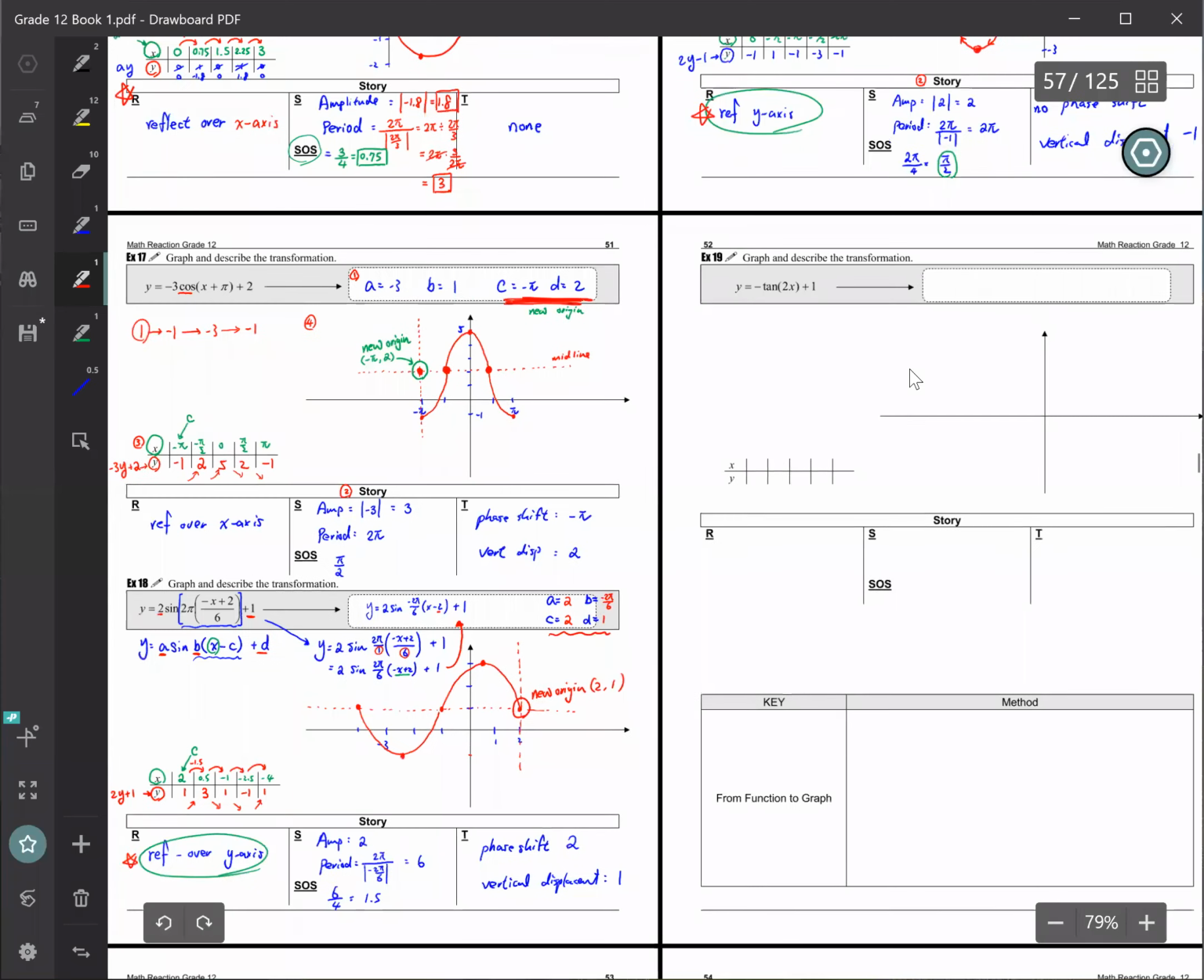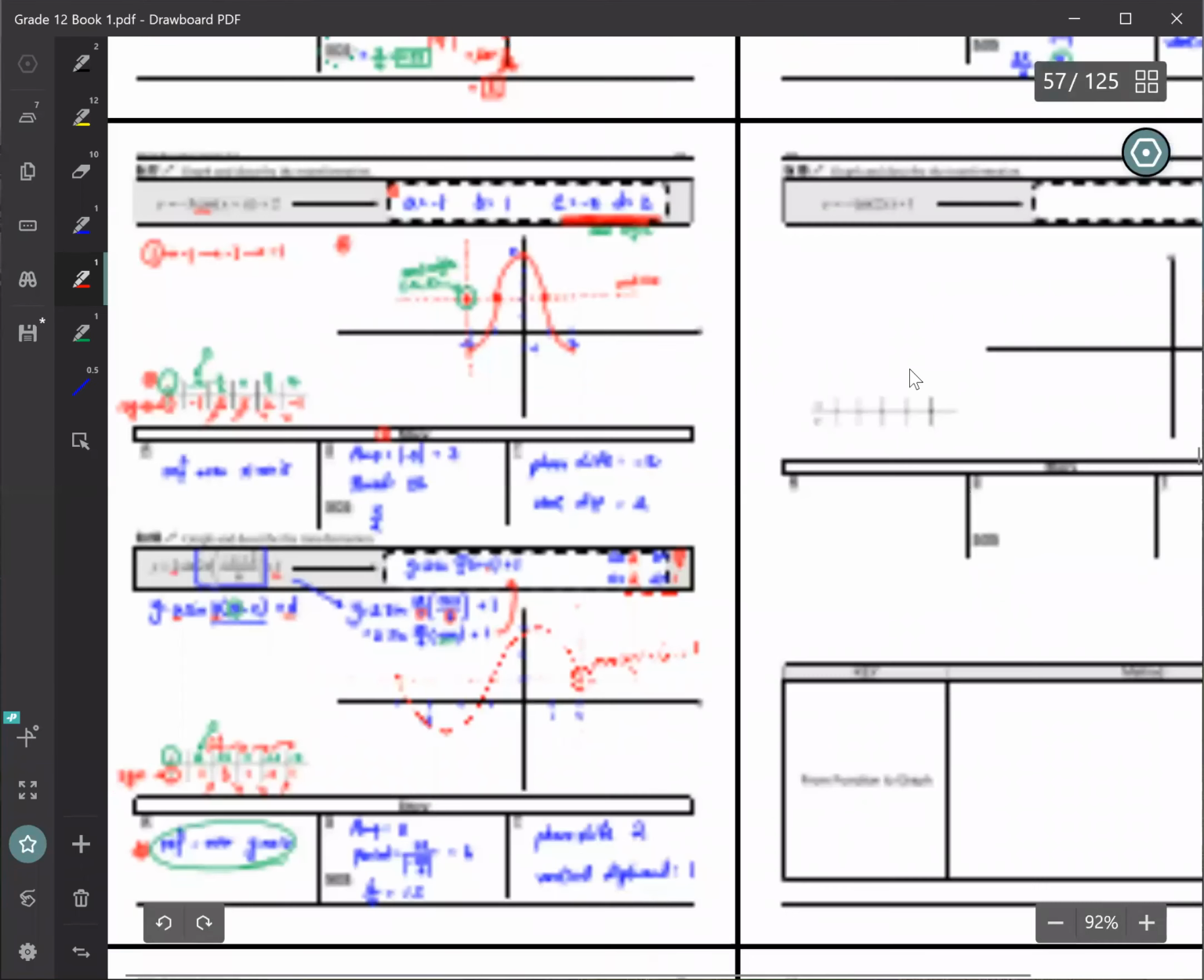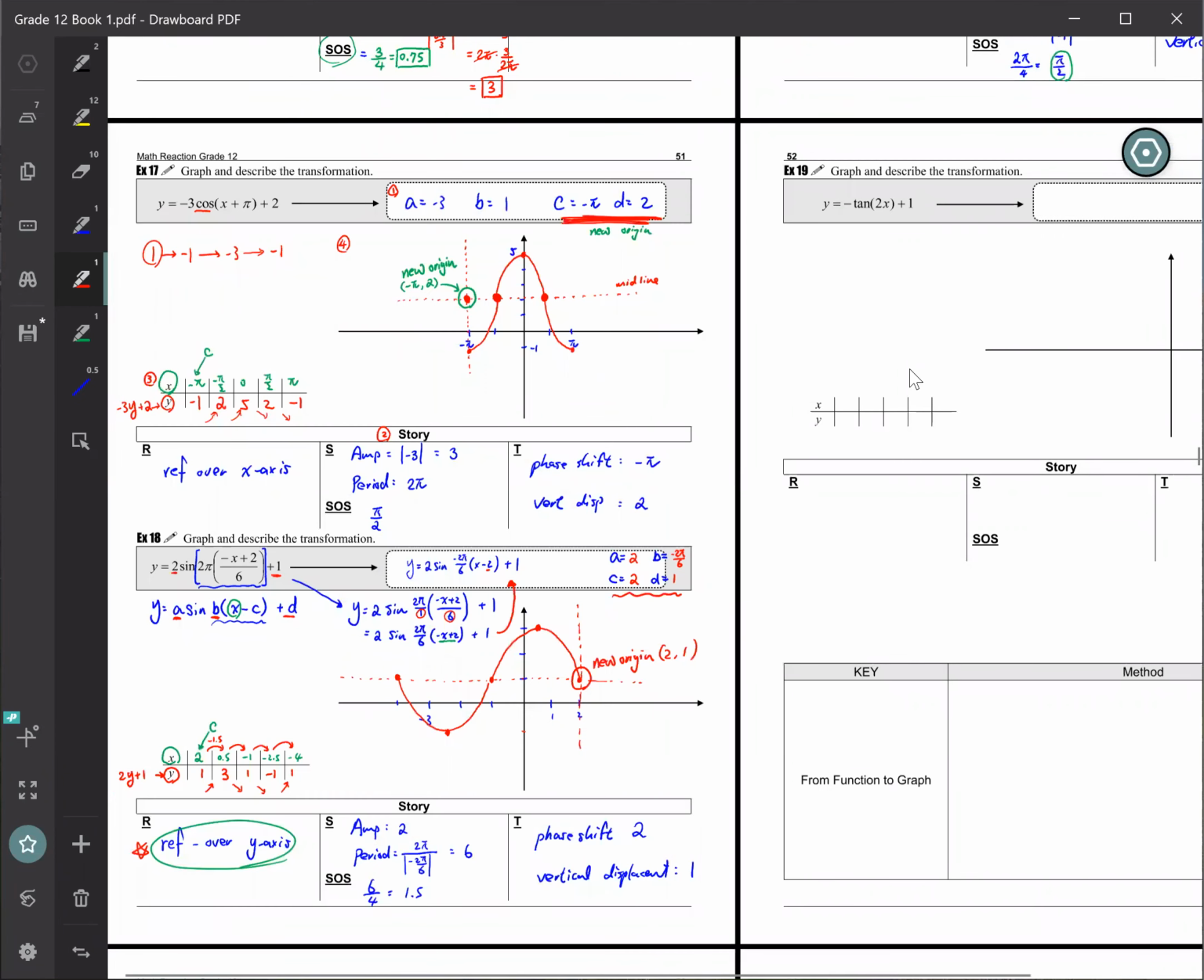Okay, so that will be all for the sine cosine graph. I think the last question was the hardest one. In your homework, it will be a mix of easy ones and hard ones, maybe one or two questions that you need to do the change.